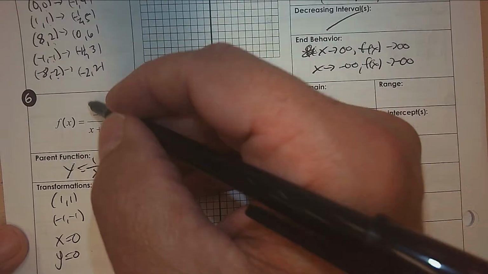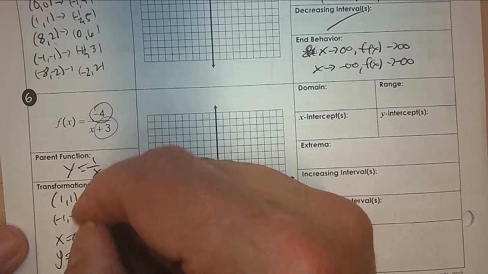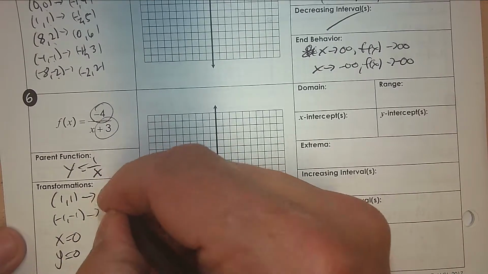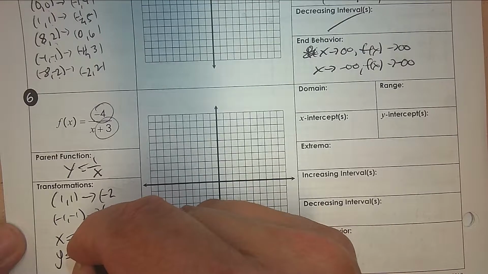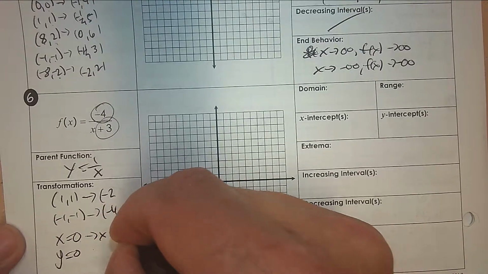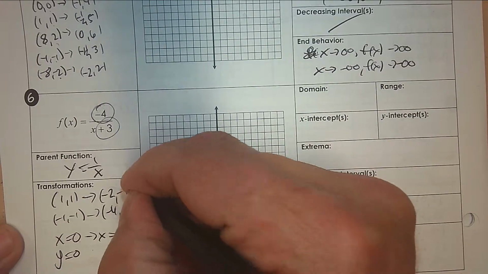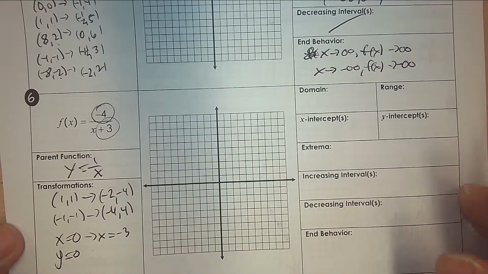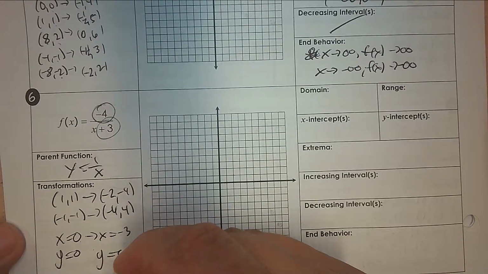So what's in the numerator affects the y. What's in the denominator affects the x. So for the x, we're going to subtract 3. Again, subtracting 3 will change this to negative 3. To the y, we're going to go times negative 4. So when I multiply it by negative 4, see how the sign changes? But 0 times negative 4 is still 0.